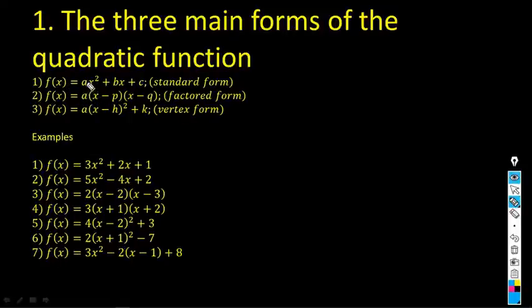We have a x squared, a number, and then plus some number times x. So we have here some number, which is 2, times x, plus another number alone. We have in here a number alone. So this is the standard form. Okay, number 2, f of x equals all of this.